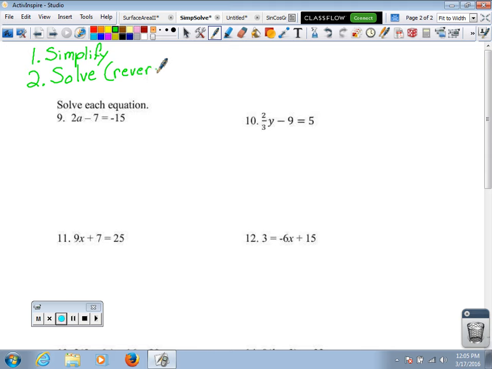Reverse order of operations and inverse operations. We work backwards to isolate the variable. We ask ourselves, what are they doing to the variable? How do we work backwards to undo it?